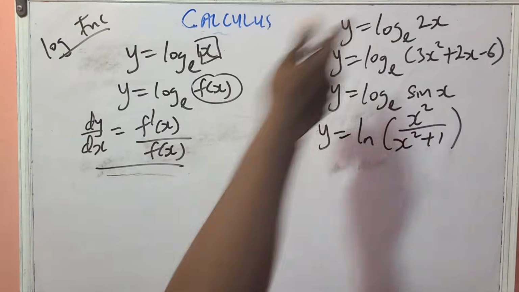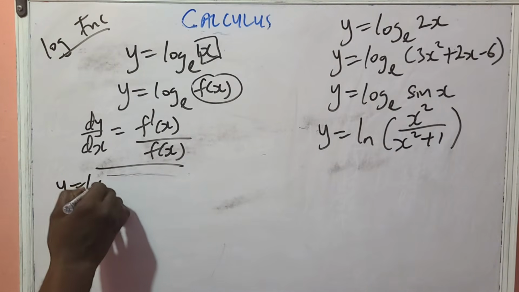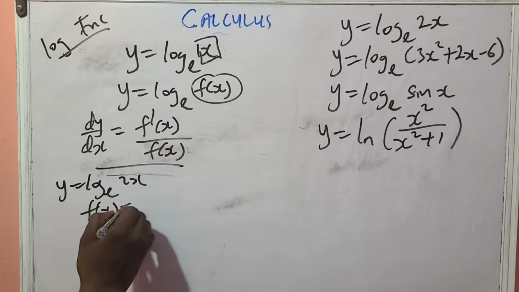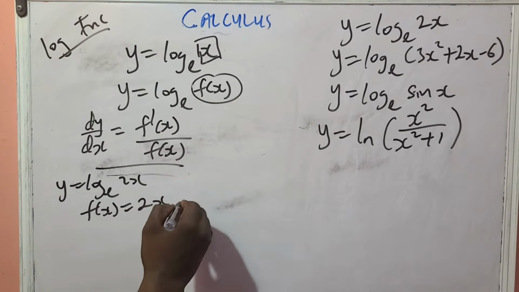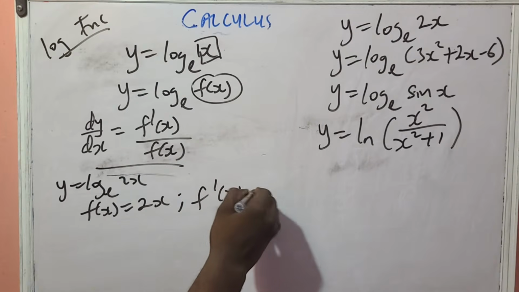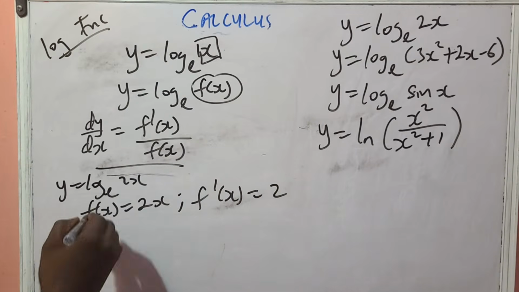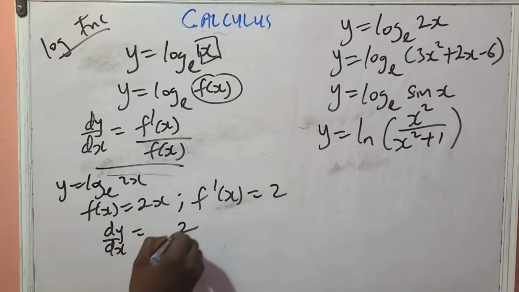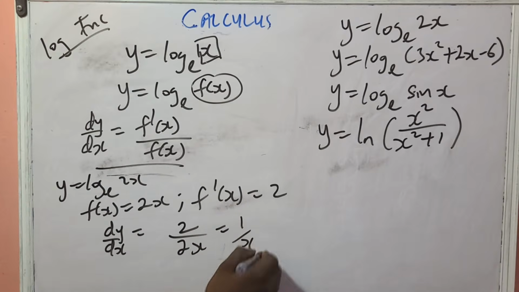So when you have this question that we have y being equals to log e to 2x, of course, what's my fx here? My fx here is 2x. So what's my derivative of my fx here? My derivative here is 2. And I say, what's my dy over dx? My dy over dx is what? Derivative over the function. That will be 1 over x. Simple, right? Good. Number 2.